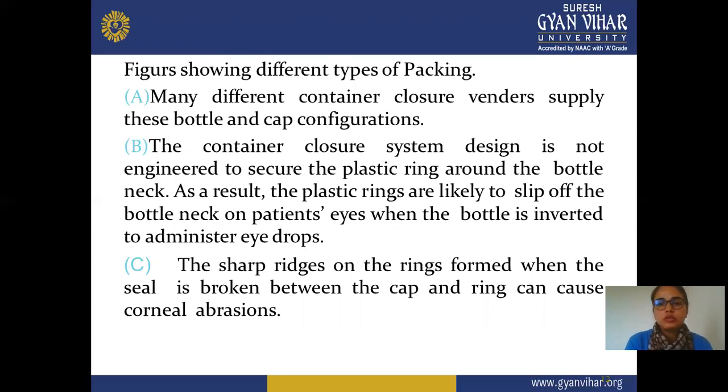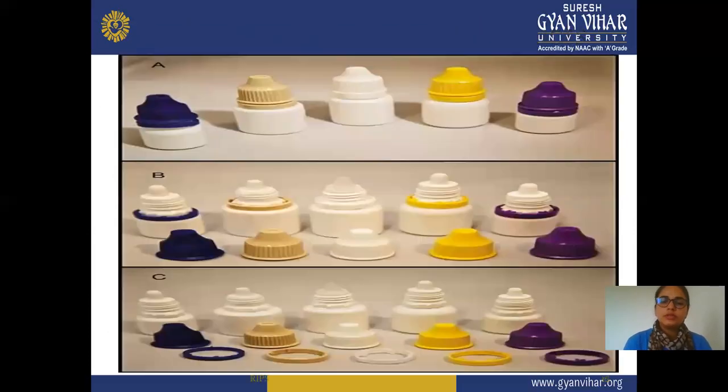And the container closure system design is not engineered to secure the plastic ring around the bottle neck. As a result, the plastic rings are likely to slip off the bottleneck onto the patient's eye when the bottle is inverted to administer the eye drop. There's one drawback. When we see this, there's one plastic ring which you add here to tightly close your container or apply these caps. So there's one drawback during the applying.